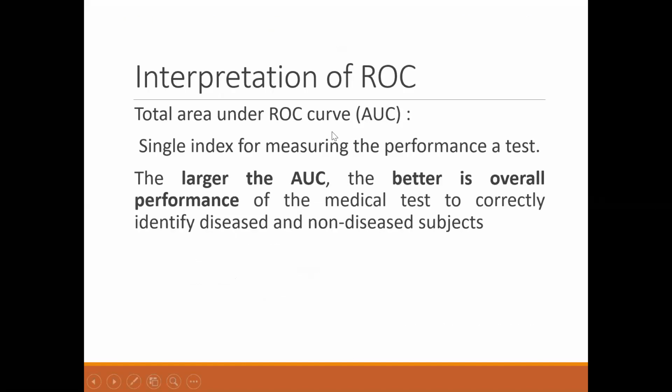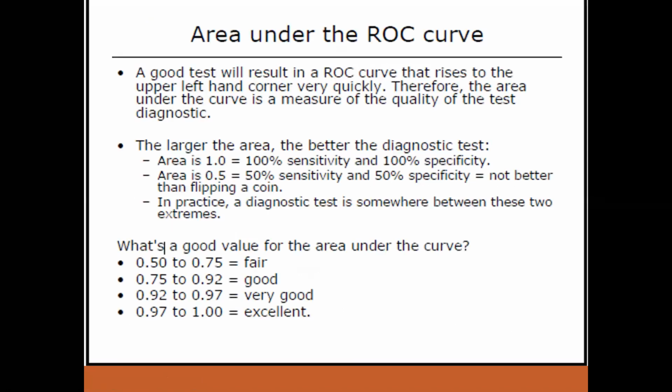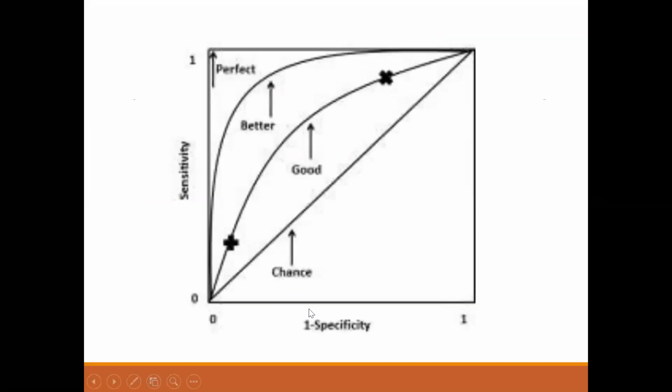Then how do we interpret the ROC curve? I'll tell you how an ROC curve looks. So this is the ROC curve. The ROC curve has sensitivity on the y-axis and 1 minus specificity on the x-axis. And there's a middle line.